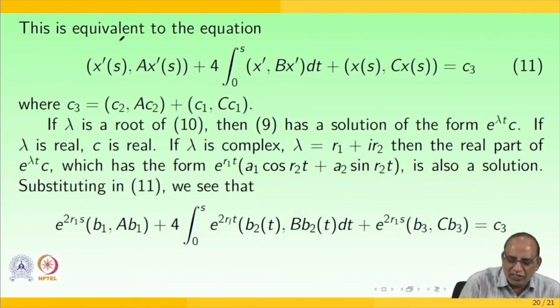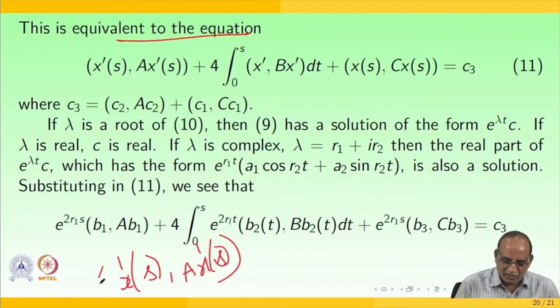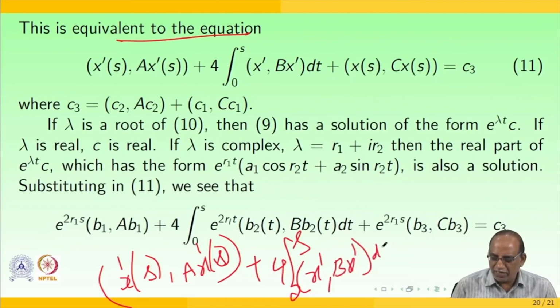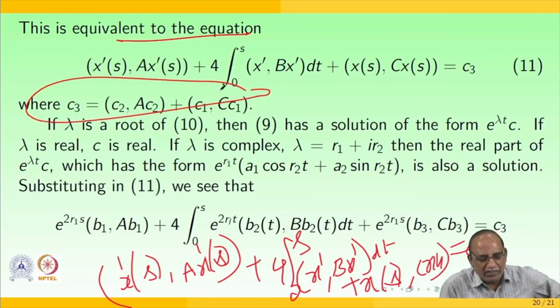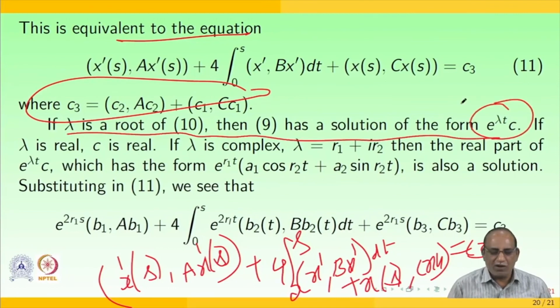This is equivalent to the equation x prime of s A x prime of s plus 4 times the integral from 0 to s of x prime B x prime dt plus x of s C x of s will be equal to c3, where c3 is equal to c2 A c2 plus c1 C c1. If λ is a root of equation 10, then equation 9 has a solution of the form e^(λt).